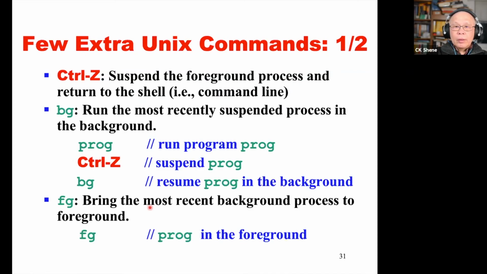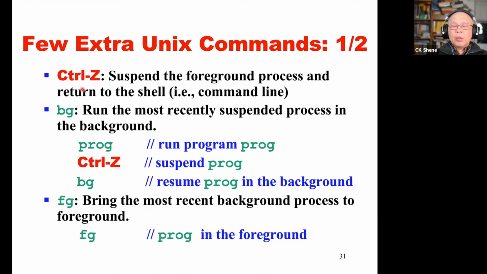Now, let's take a look at some commands from the Unix shell that many people would believe are ancient. The first one is Ctrl-Z. If you are used to Windows or MS-DOS, you know in MS-DOS, Ctrl-Z is the end-of-file character. But in Unix, Ctrl-Z has a totally different meaning.